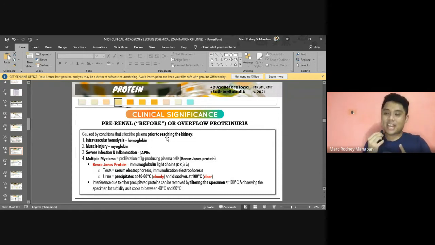Basta albumin is one of the negative APRs. The rest are positive APRs na. Alright? So, during severe infection and inflammation, it can lead to pre-renal proteinuria because again of increased APRs. And of course, a very important one, multiple myeloma. Of course, alam niyo na yan. Multiple myeloma is a type of neoplasm.